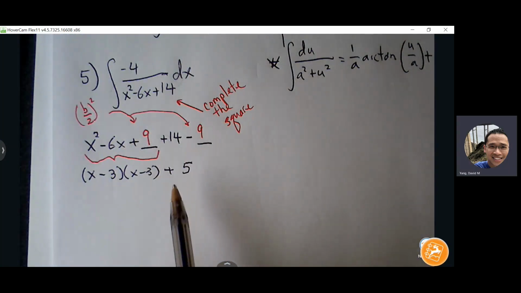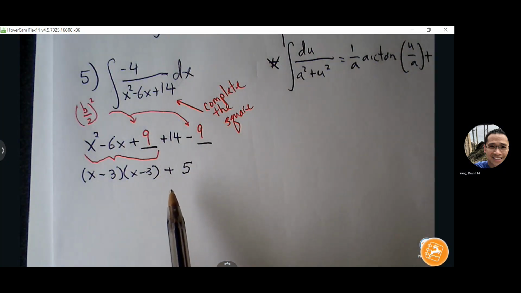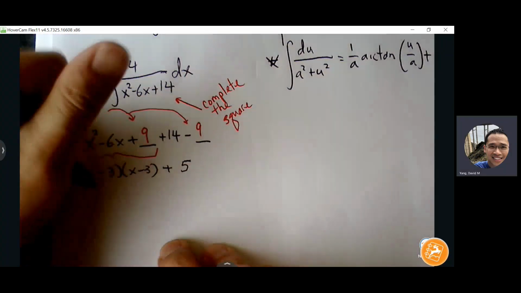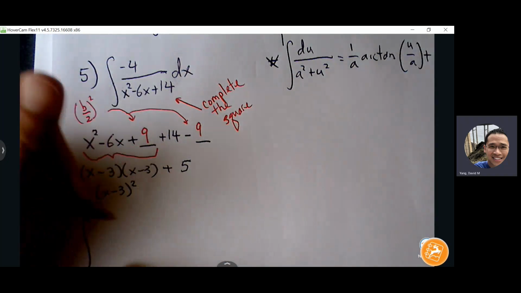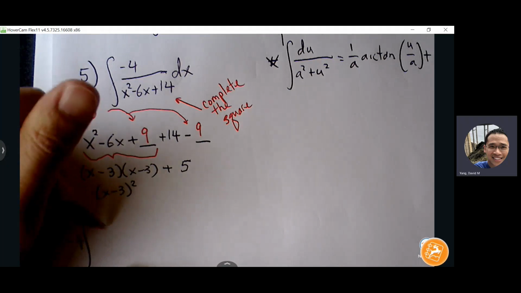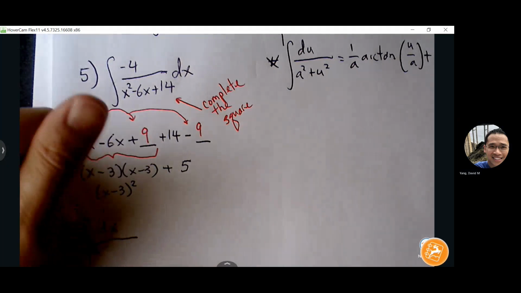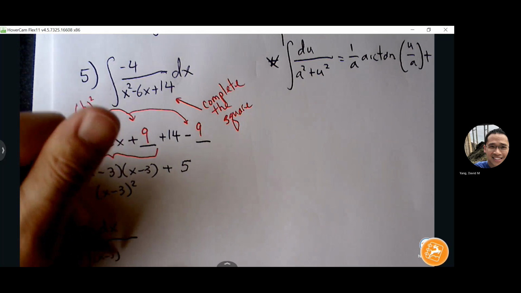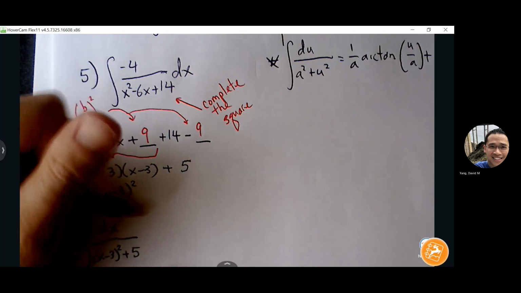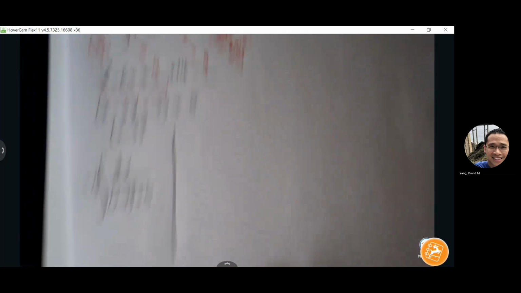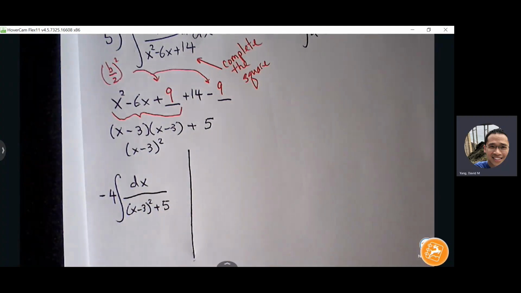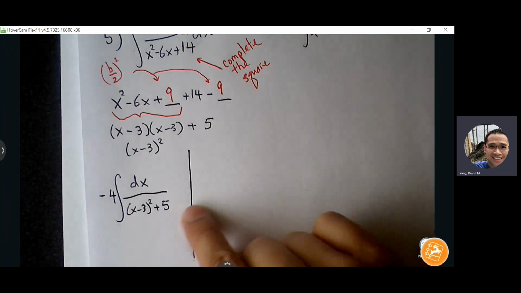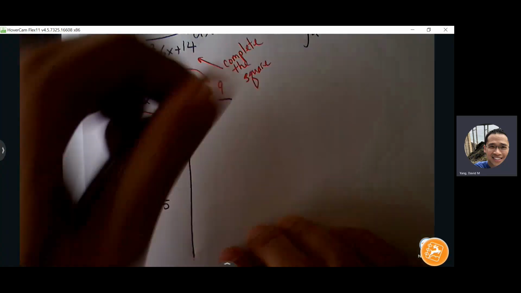Okay, 14 minus 9 is 5. So this cleans up to be x minus 3 quantity squared, right? So now let's go back to our original problem. I'll pull the 4 out in front. Okay, so now it's beginning to look more like what we want, right, with the parentheses, but I still want to get this to be in a set of parentheses.